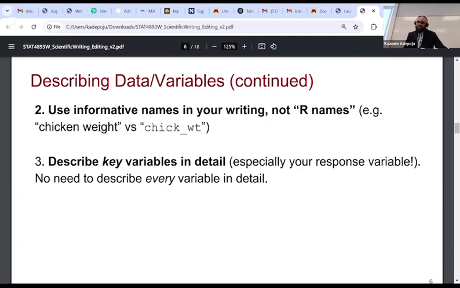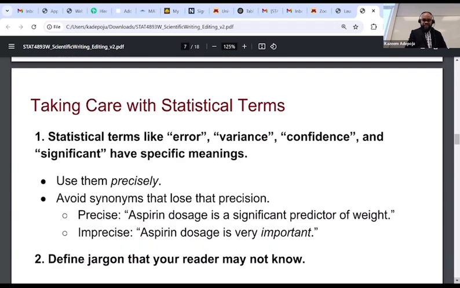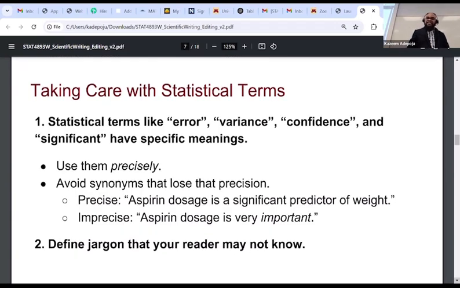And don't forget to describe the key variables. You have to give that in detail, most especially your outcome variable, that is also called the response variable. Does that make sense? Now, the next thing I want to talk about is taking care with statistical terms.